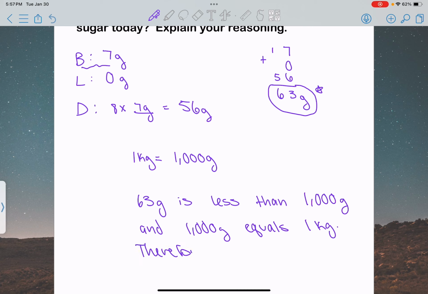Therefore, Bob ate less than 1 kilogram. And that's it. That's the answer to both of those questions. 63 grams, and then Bob ate less than 1 kilogram.